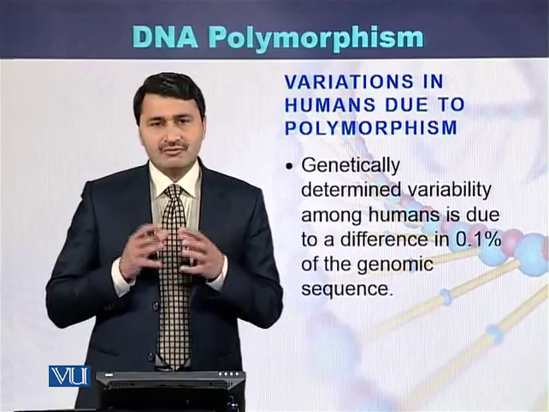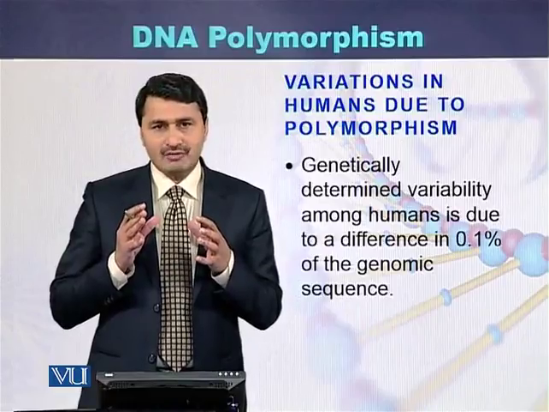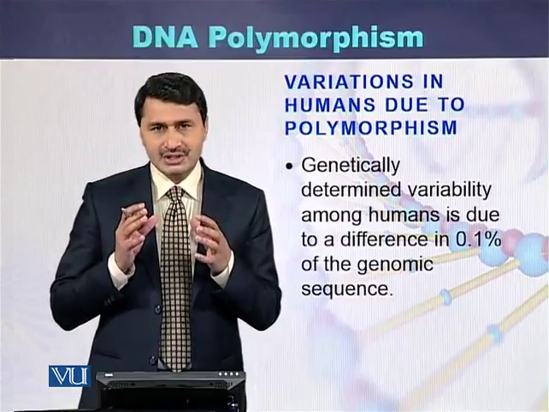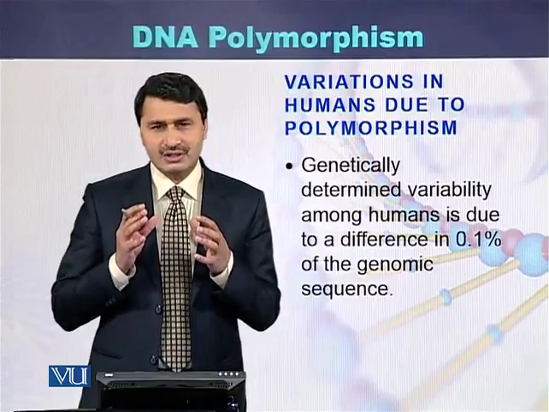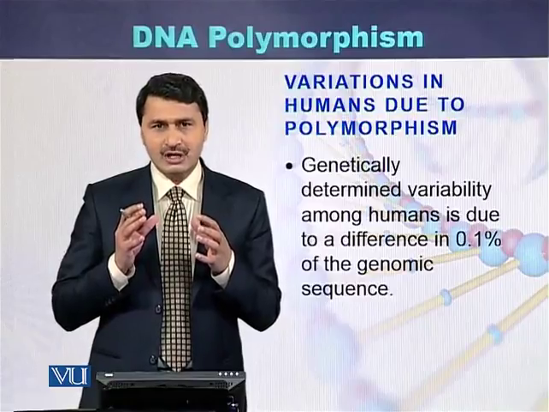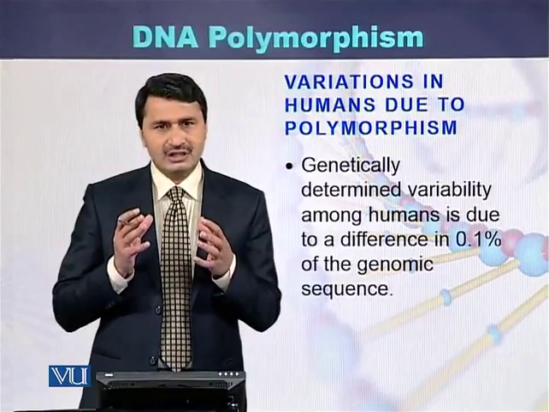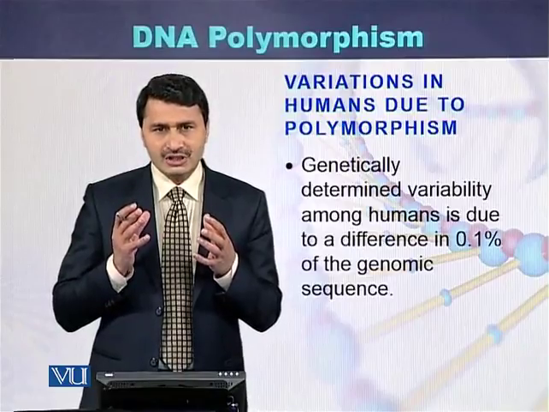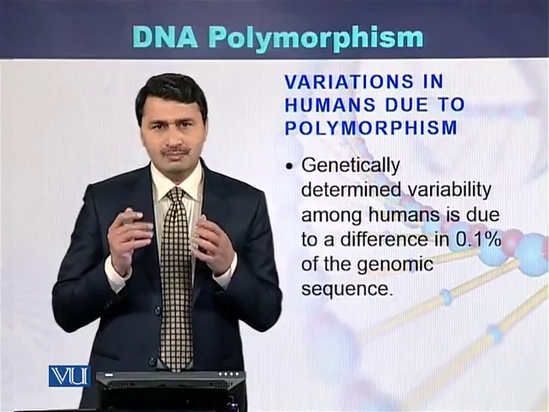In case of humans, 99.9% of the genome of humans is identical. The sequence of the DNA is the same. There is just a variation of 0.1%. Due to this variation of 0.1% in the nucleotides, we see all the variations that are present in humans. We can see these variations in the form of eye colors, height, skin colors, and color of the hairs. These are all variations which are due to the polymorphic regions present on the human genome.